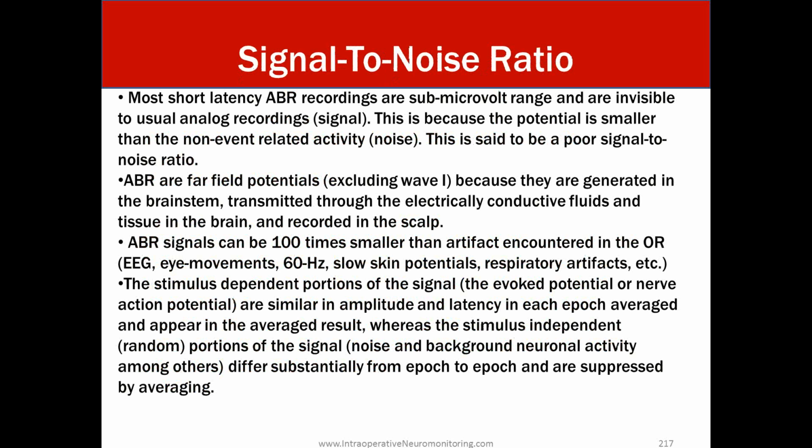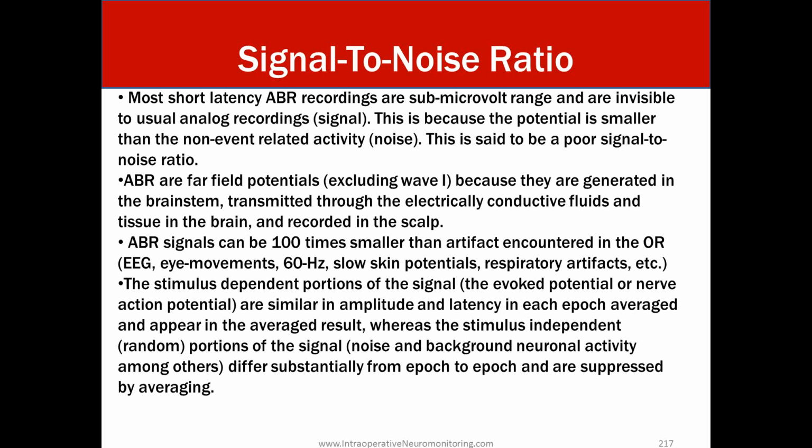Again, we went over signal to noise ratio a lot with SSEPs, but most short latency ABRs are in sub-microvolt ranges and are invisible to usual analog recordings. This is because the potential is smaller than the non-event related activity or the noise. This is said to be a poor signal to noise ratio. ABRs are far field potentials, except for wave 1, because they are generated in the brainstem, transmitted through the electrical conductive fluids and tissue in the brain, and recorded on the scalp. ABR signals can be 100 times smaller than the artifact encountered in the OR, like EMGs or eye movements or other musculature, 60 Hz noise, slow skin potentials, respiratory artifacts, etc.